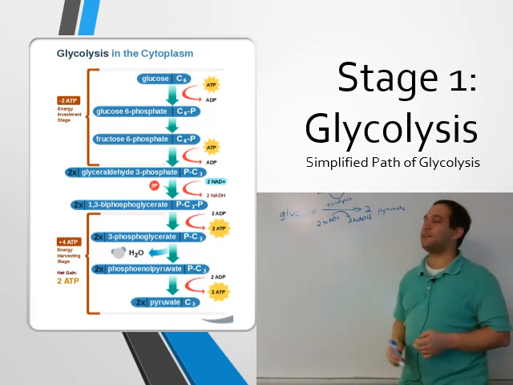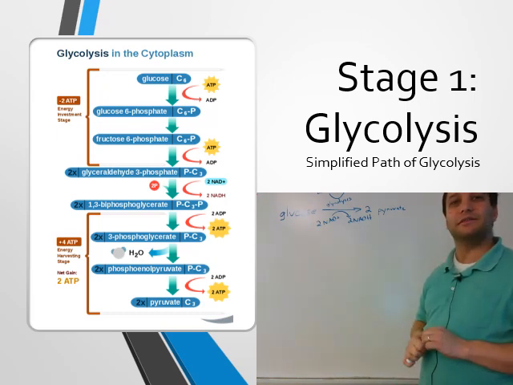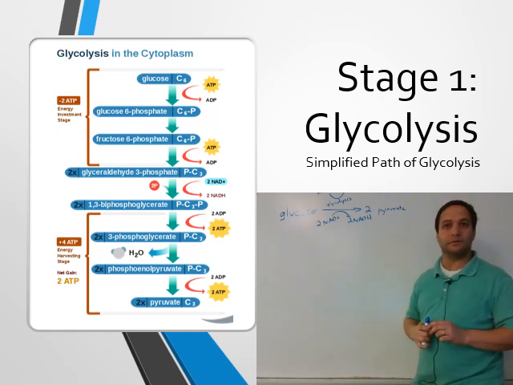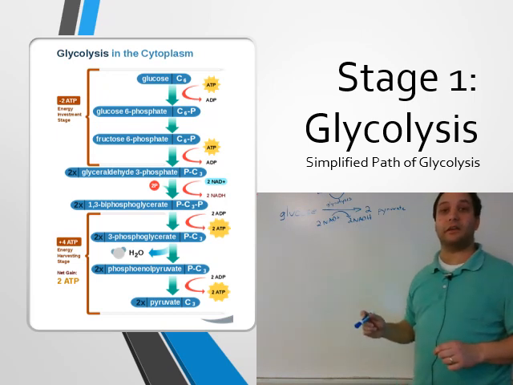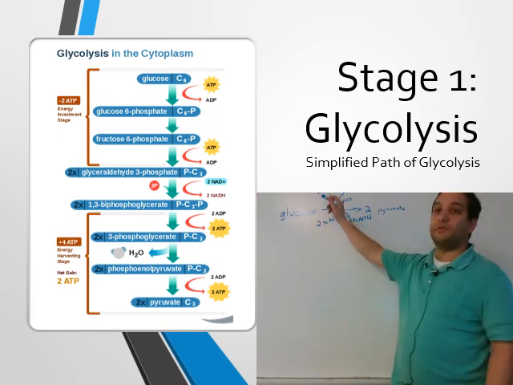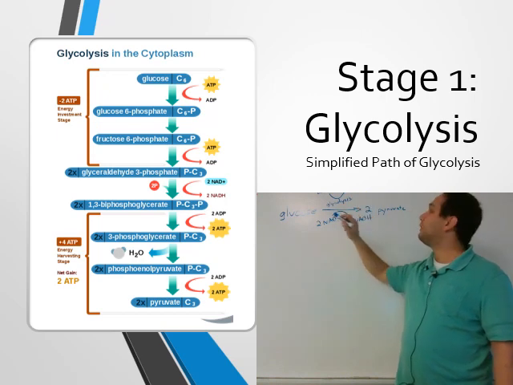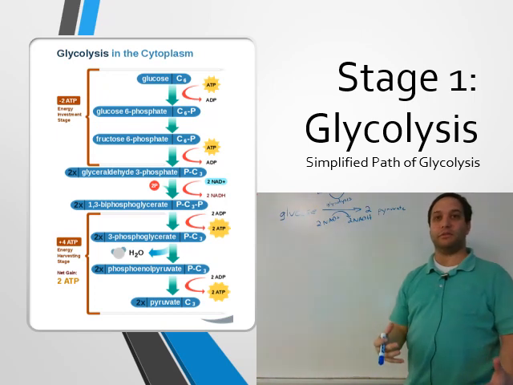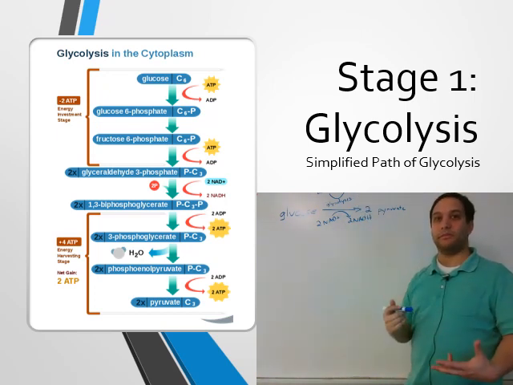Sorry, my H's and T's, I don't know what I'm drawing. Yes. So that is right here. If 2 go in and 4 come out, you have a net total of 2. So 2 adenosine diphosphate go in, net total. 2 adenosine triphosphate come out, net total.